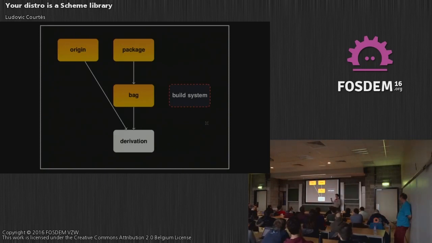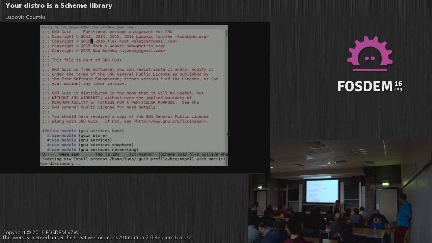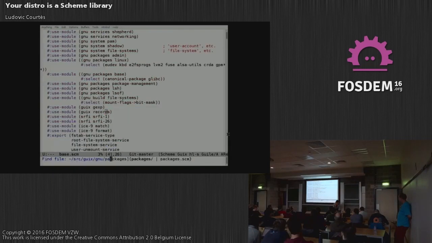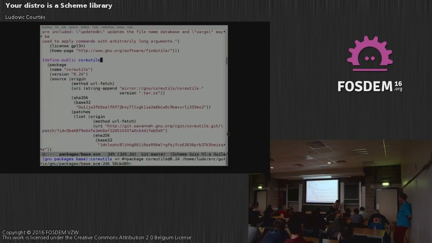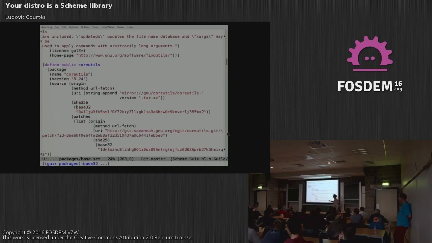So just to summarize, we have several levels of abstraction. We have packages, bags, and derivations. And we also have other high-level objects that can be compiled into derivations, such as origins. So if I look at my coreutils definition, it looks like this: define, and so on, package. And there is this origin thing here, which represents the source code. It's also something that can be compiled down to a derivation, right? So the derivation for the origin is going to download the coreutils source code.